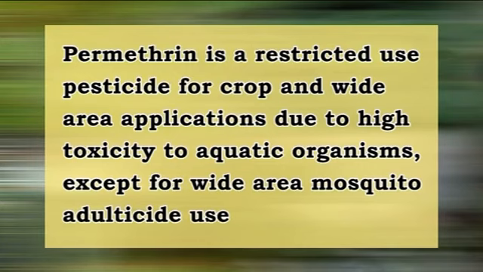Permethrin is a restricted use pesticide for crop and wide area applications due to high toxicity to aquatic organisms, except for wide area mosquito adulticide use. It is a general use pesticide for residential and industrial applications.